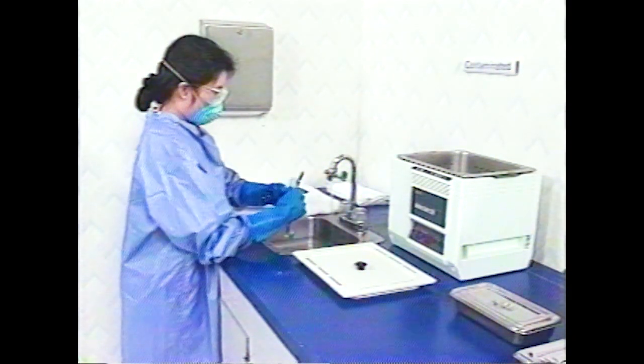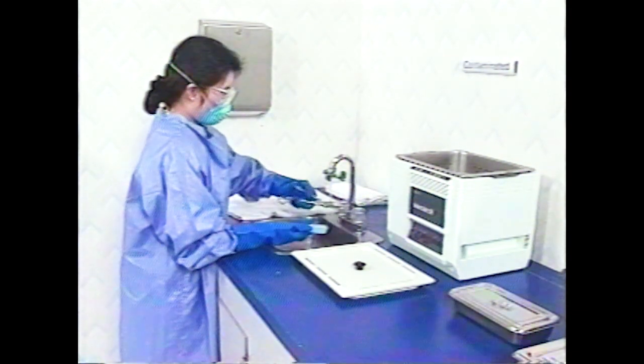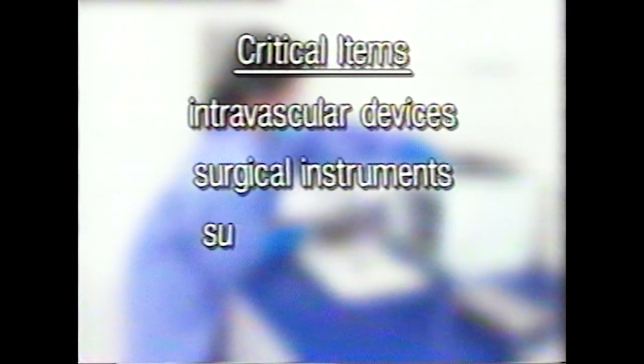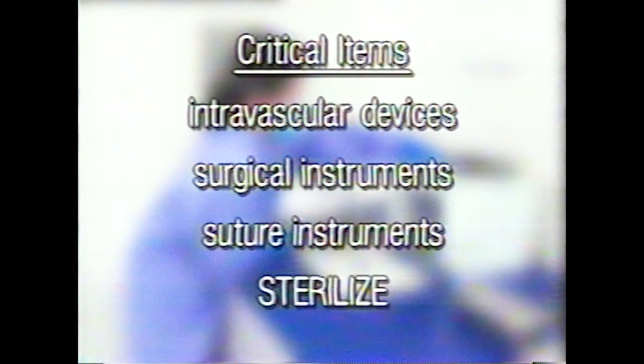The level of disinfection or sterilization for a device depends on its use and can be categorized in one of 3 ways. Critical items are devices that are in contact with a vascular system or enter tissue, such as intravascular devices, surgical instruments, and instruments used to suture lacerations. These items must be sterile at the time of use.